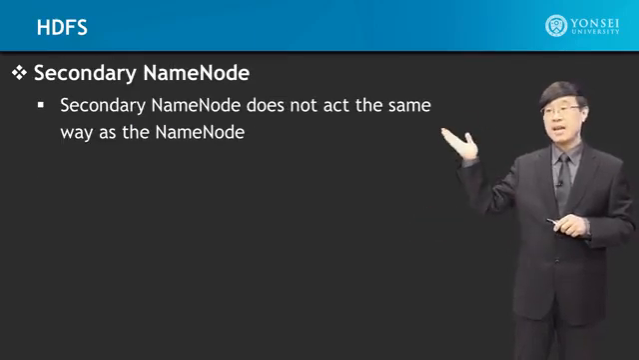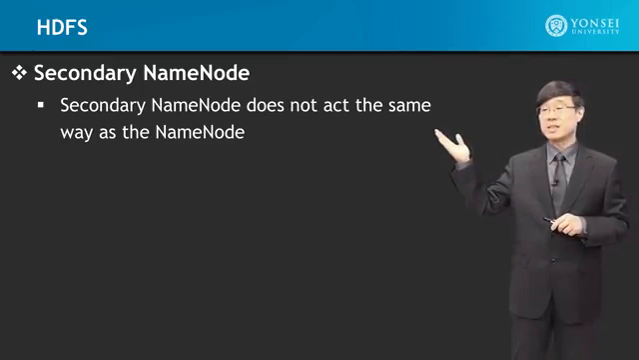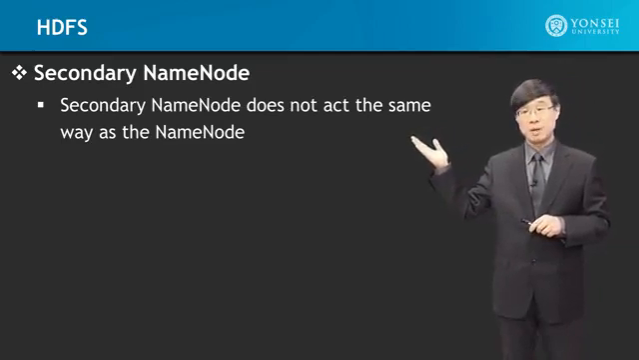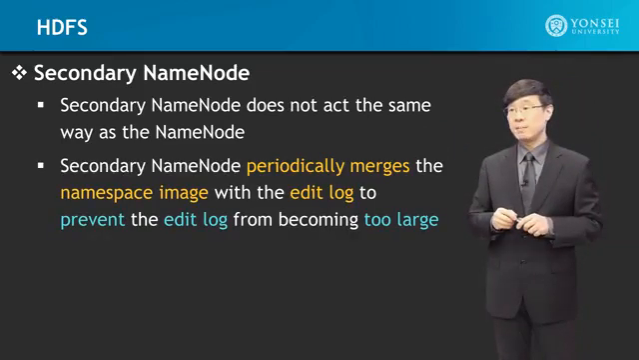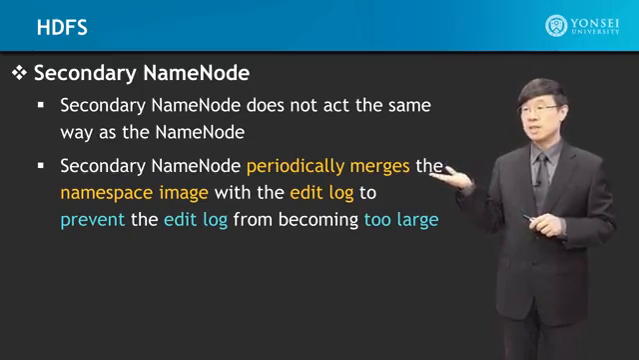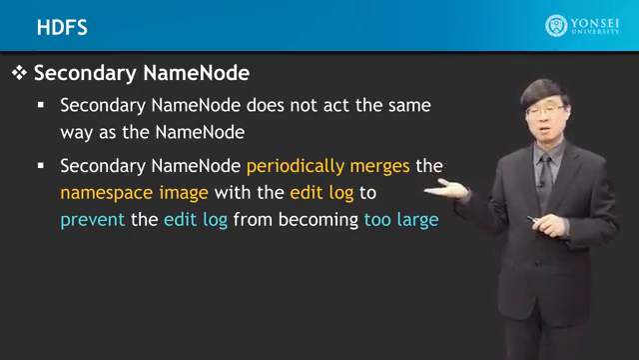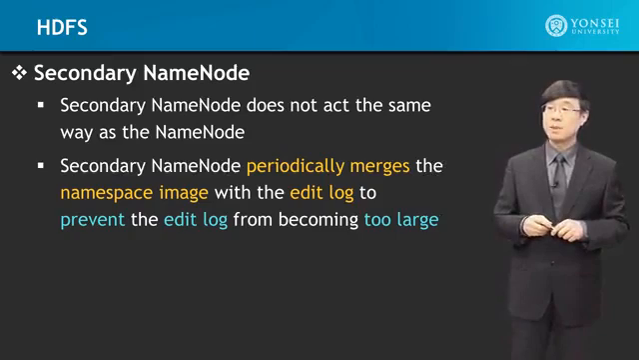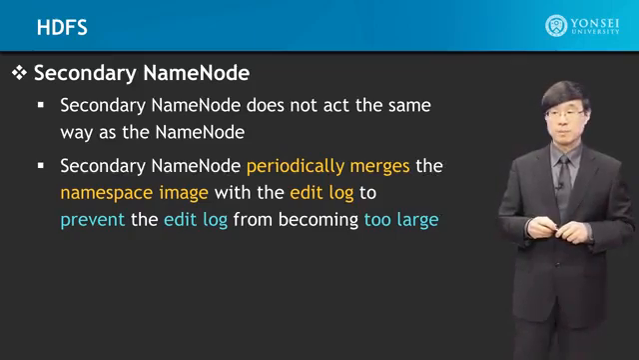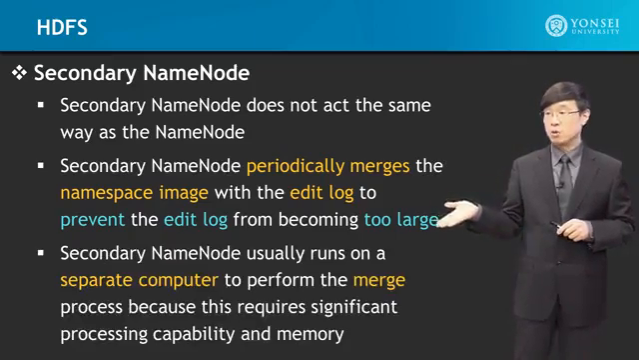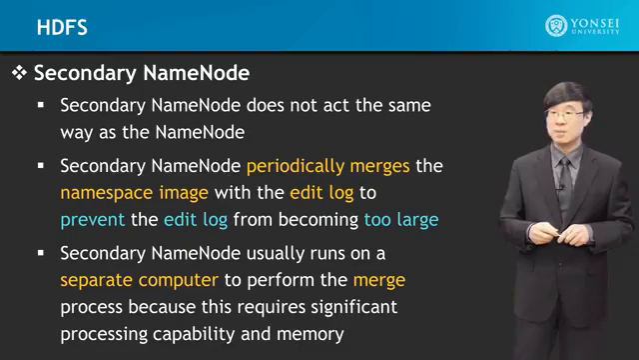The secondary name node does not act the same way as the primary name node. The secondary name node periodically merges the namespace image and the edit log to prevent the edit log from becoming too large. The secondary name node usually runs on a separate computer to perform the merge process because this requires significant processing capability and memory.